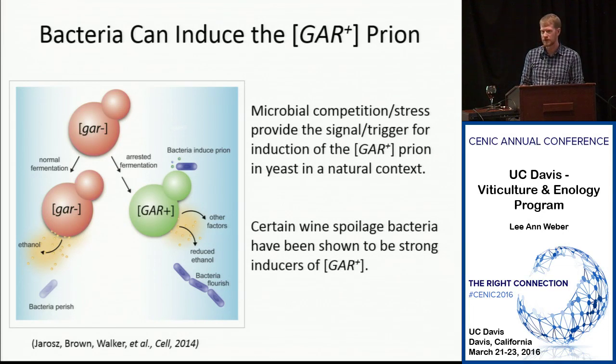And it's been really interesting too, because a lot of different types of bacteria can induce this prion, but very specifically some of the wine spoilage bacteria, some of the lactic acid bacteria, some of the acetic acid bacteria have been shown to be very, very strong inducers of the GAR plus prion.